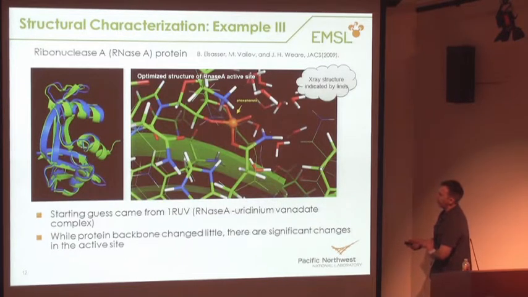As you can see, the backbone really didn't change much. So the green is the computed one, and the blue is the X-ray. But we have some significant changes in the active site. So the original X-ray structure here is exhibited by lines. In particular, if you look at this lysine residue, it really shows a different conformation. And that's again important for the reaction process that I'll show you later.